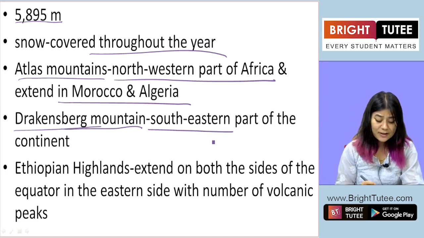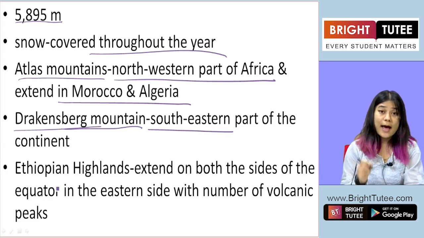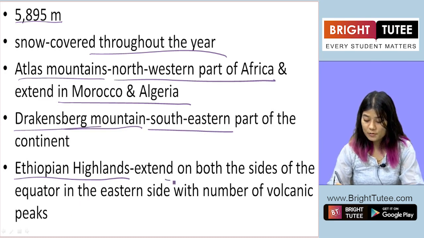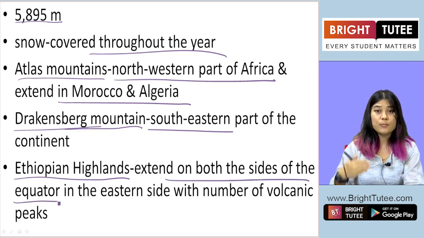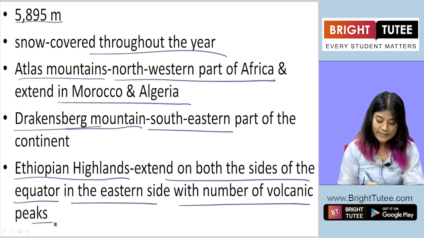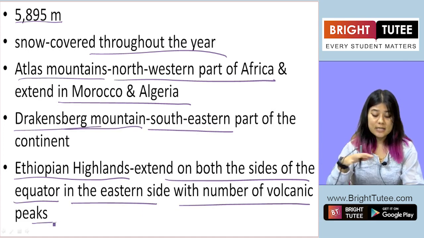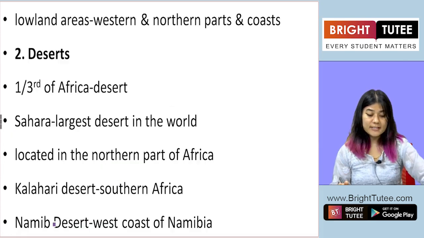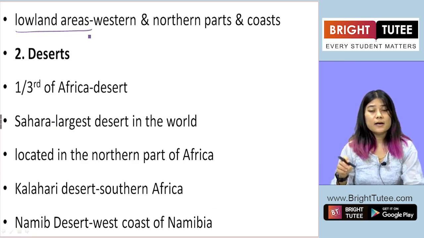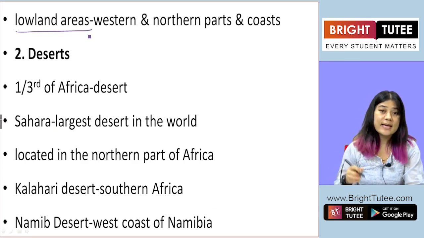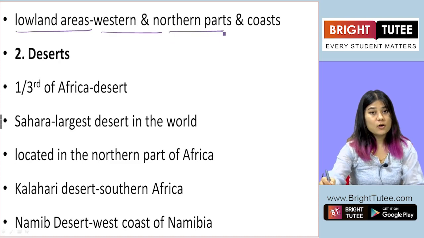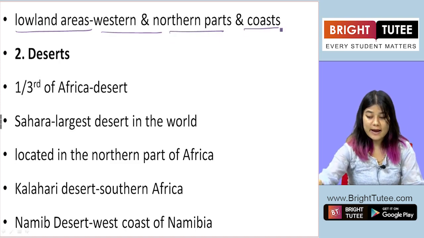Apart from these mountains, Africa also has the Ethiopian highlands. These highlands extend on both sides of the equator, in the eastern side, with a number of volcanic mountains or peaks located in those highlands. Alright, the lowland areas are also present in the continent of Africa, and they are located in the western and northern parts of the continent as well as along the coastal areas.